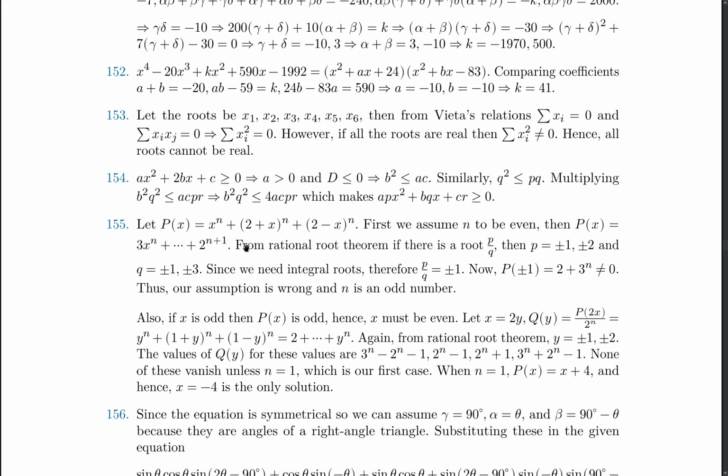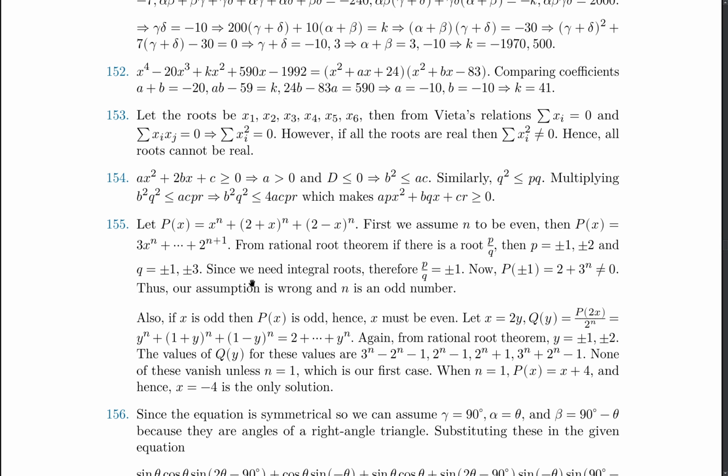Now suppose x is odd. Then x^n will be an odd number, and (2 + x)^n will also be odd because odd plus 2 is odd, and (2 - x)^n will also be an odd number. But our p(x) has to be 0, that is, even, so x must be even. This is the line of the second paragraph which I could not explain. You can see how the rest of the solution follows. If you have not seen the solution in the previous video, you could watch it. This was the line I could not explain, and now we have explained it.